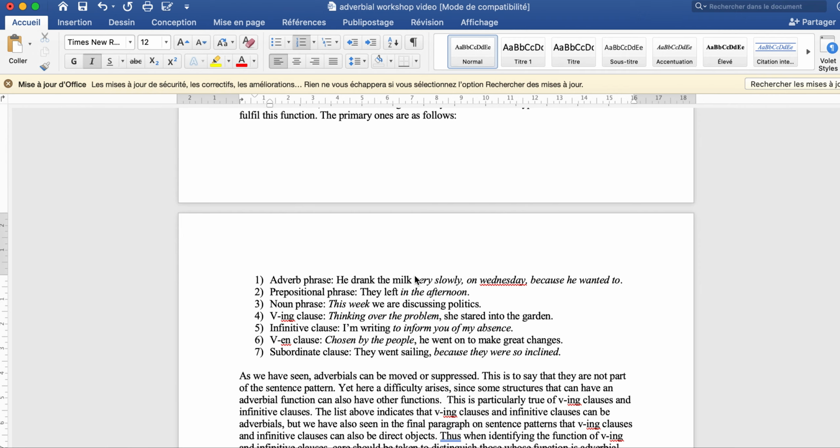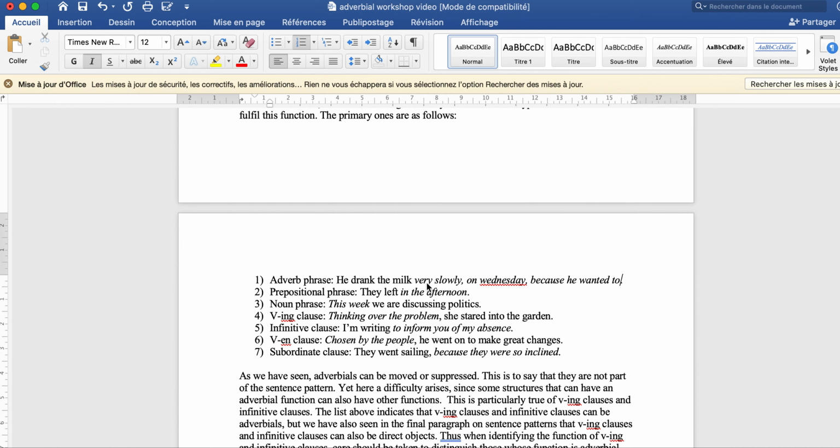So, for example, the same thing applies in English, right? As we've just seen, I can say he drank the milk. I can say he drank the milk very slowly. I can say he drank the milk very slowly on Wednesday. I can say he drank the milk very slowly on Wednesday because he wanted to.